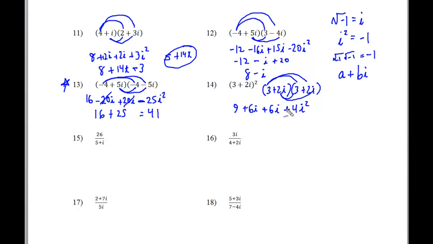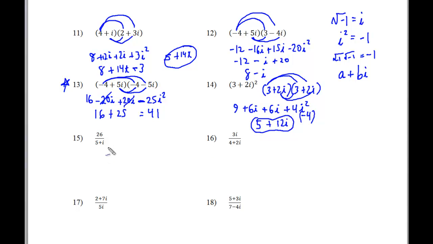So 9, and I'm going to speed up a little bit here, because 6i and 6i make a total of 12i. 4 times i squared is like 4 times -1, so this becomes here a -4, and that means 9 minus 4 is 5. So 5 plus 12i is our answer right there.